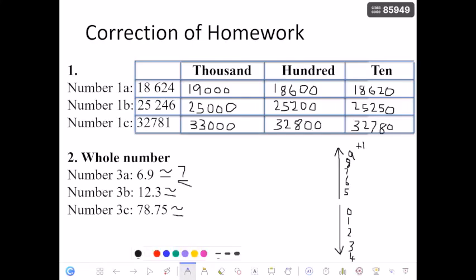So I see that approximation to nearest whole is very simple. All right, let's go to the next question.